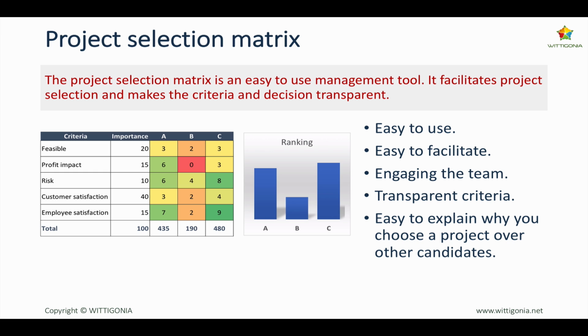And that really makes this a great tool because you can explain to somebody else who wasn't in the room, for example, why you chose a certain project over another. So you choose that project that best meets the most important criteria. Now here in our little example, obviously it's project C because it maps best to the most important criteria.